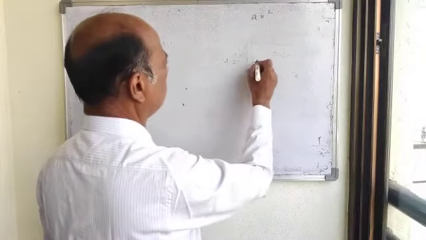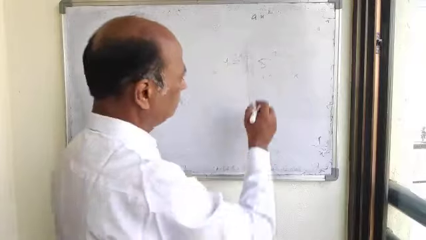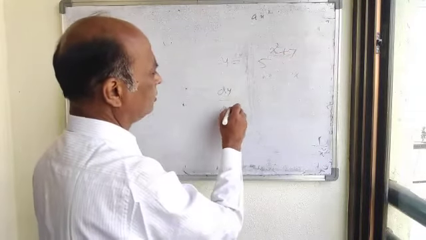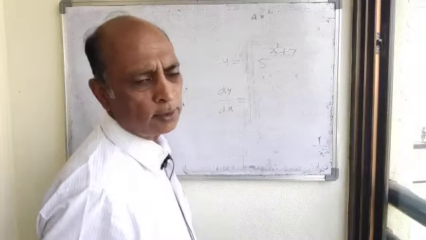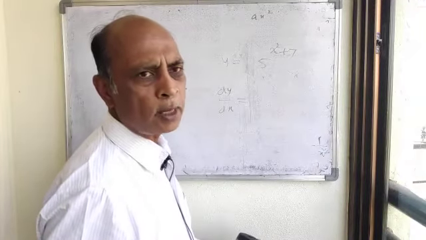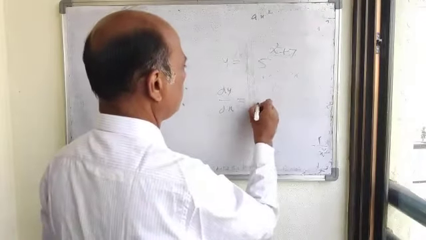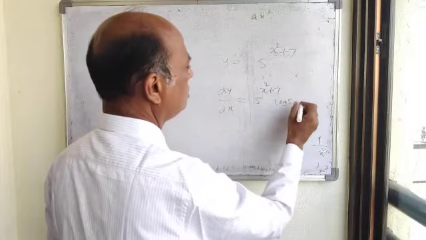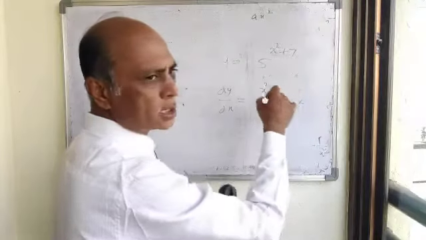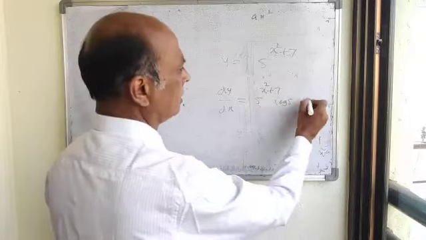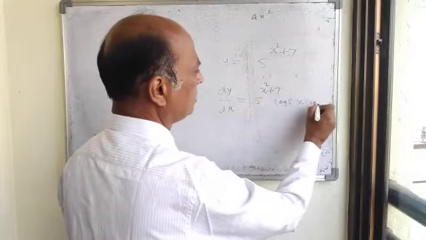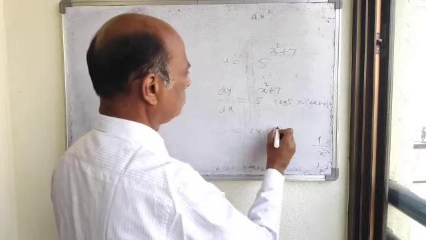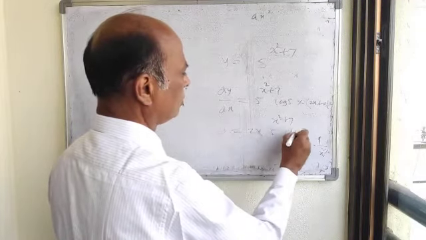Similarly, y is equal to 5 to the power x square plus 7. So here also you can use the formula of the power function, where the base is constant and the power is variable. So that is 5 to the power x square plus 7 into log of 5, multiplied by the derivative of x square plus 7. The derivative of x square is 2x, of 7 is 0. So that is 2x into 5 to the power x square plus 7 into log 5.